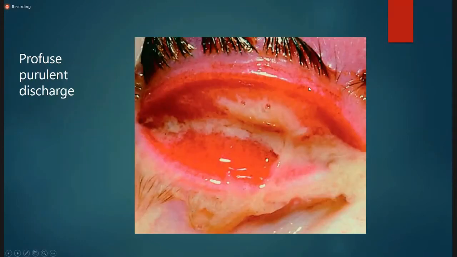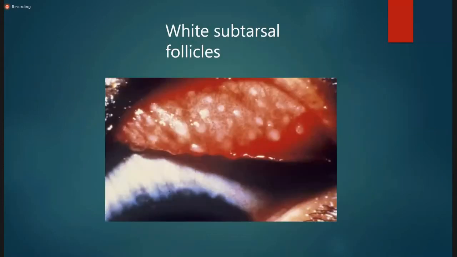In this condition, this is the upper lid, this is the lower lid, and this is a profuse discharge, mucopurulent discharge. Actually it is purulent, which is most common in gonococcal infection. This is white subtarsal follicles. It is usually white or yellowish white, pale color. The center is pale while it is surrounded by vessels.